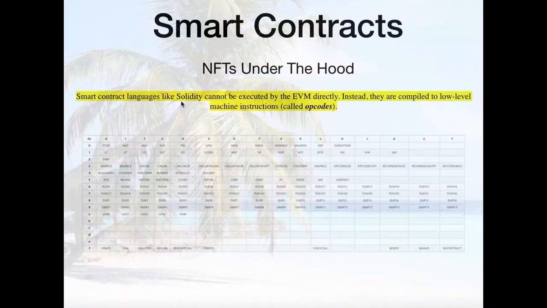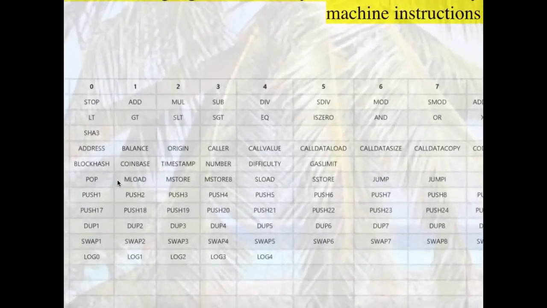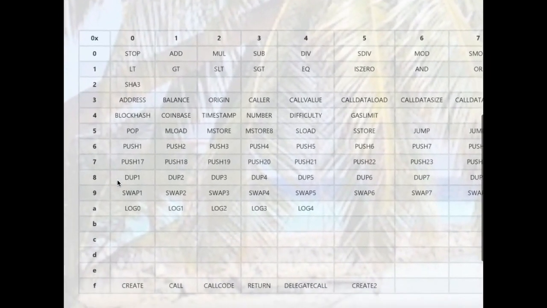So here's something interesting to note. Smart contract languages like Solidity cannot be executed by the EVM directly. What actually happens is that when we compile our smart contracts, they are compiled to low level machine instructions called opcodes. And we can see here examples of opcodes.